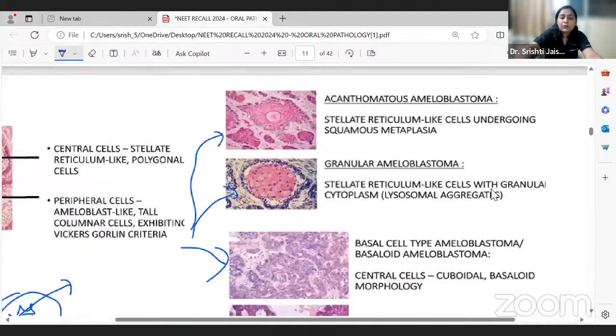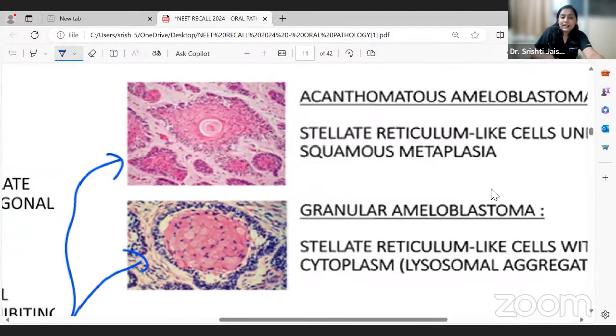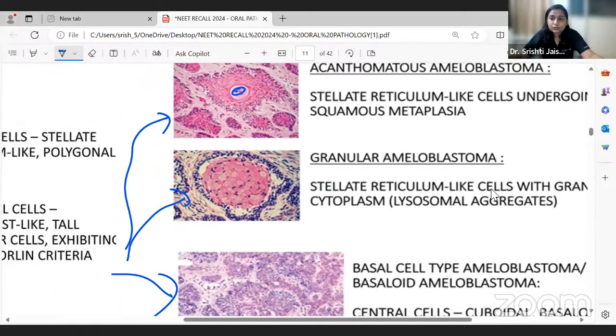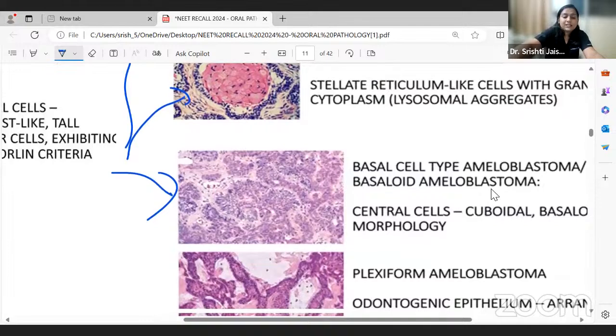In acanthomatous, what do we see? We see keratin production because of presence of squamous cells. In granular, we see many lysosomes. These lysosomes fuse together and result in the most aggressive form of the ameloblastoma. Most aggressive. In basal cell, just the primitive cells are seen, with cuboidal basaloid morphology. So these are called basal cell ameloblastoma.